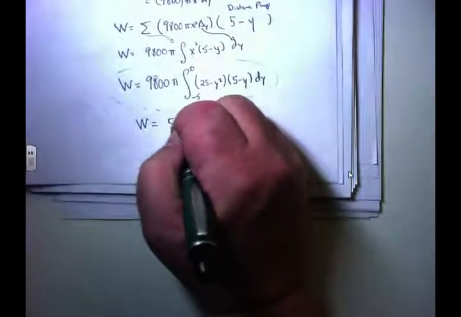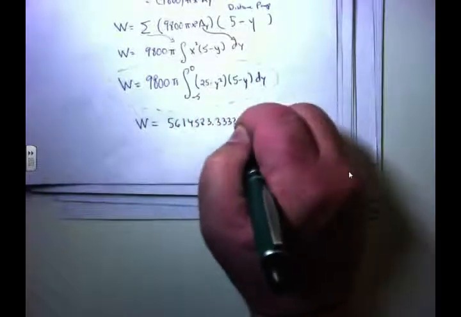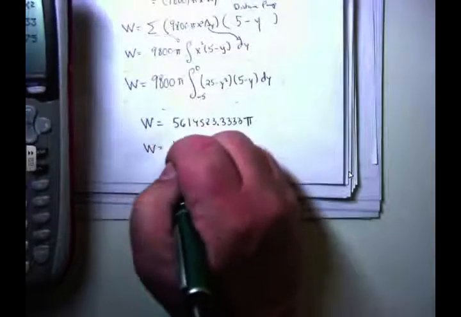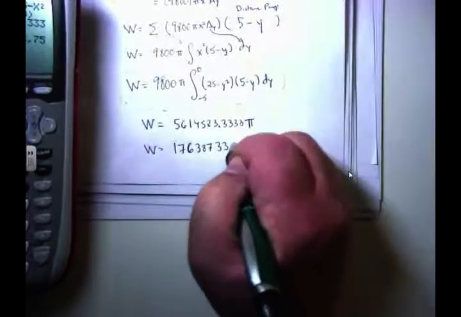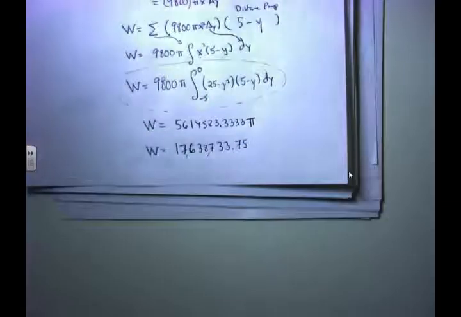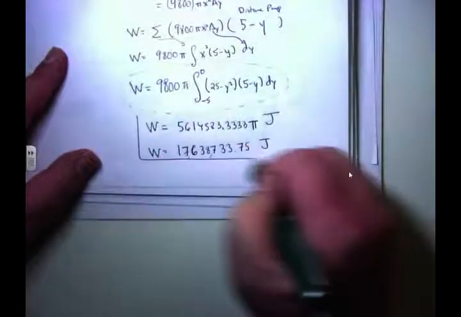We would accept the answer 56145383.3333. Don't forget your pi, putting it back on the answer. And for those people that just have to know what the number is, we'll take that number and multiply it times pi. We would also accept the answer work is equal to 17,638,733.75, but you lost points if you didn't tell me the units. What was it? Newton meters or joules?